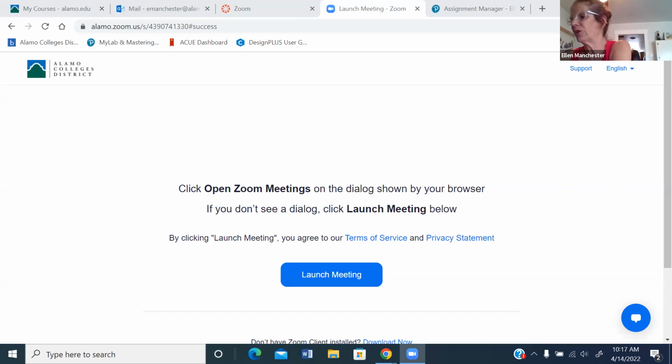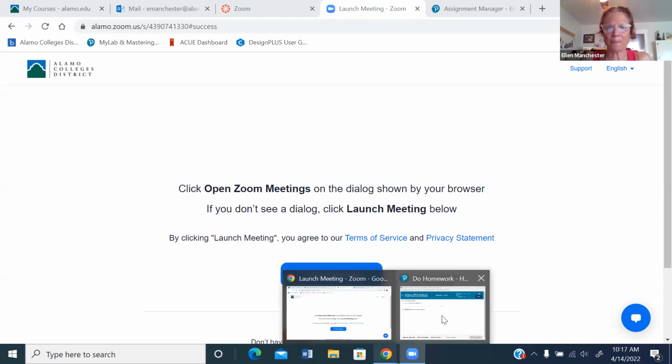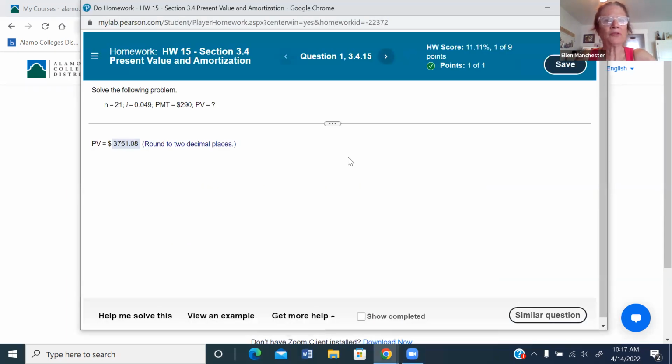I'm going to share my screen and walk through this problem with you so that you can see how to use it. And again, calculator use is super, super important. So make sure that you are following along with your calculator and getting the exact same values that I'm getting. Okay, so here is the problem. This is homework 15, section 3.4.